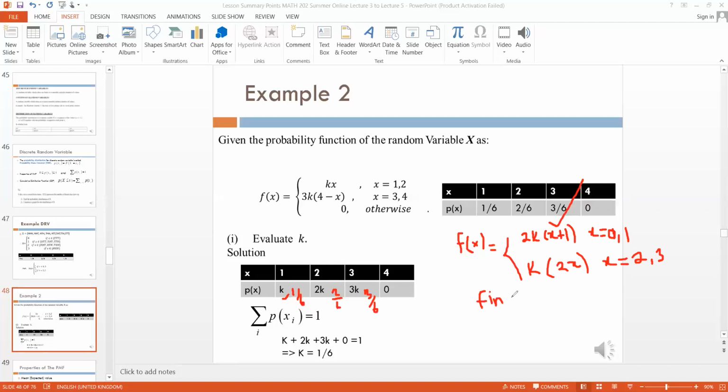So find k. Do that for me. If anybody is done, you can raise your hand. Maybe I'll allow you to share your screen so that you can also present your solution.